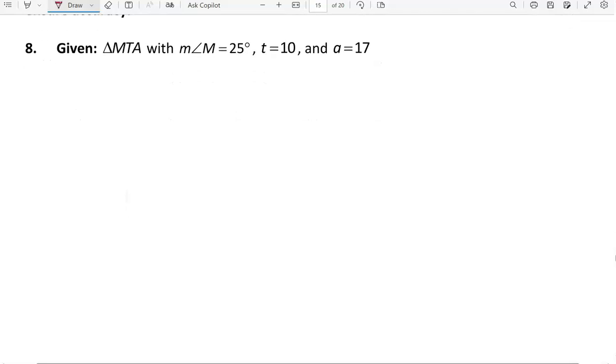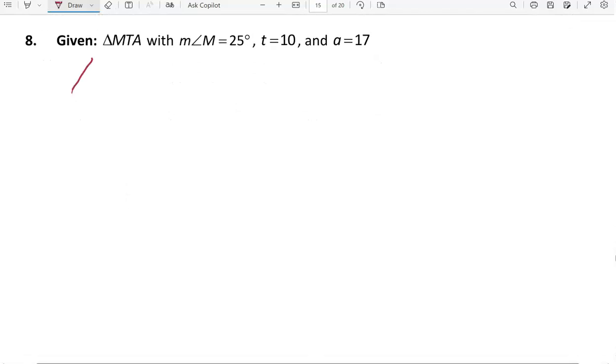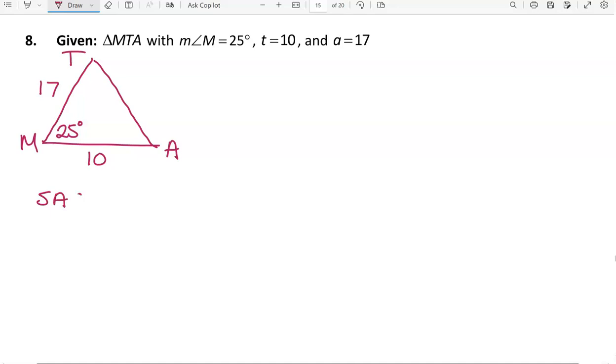So in 8, we have triangle MTA. I'm going to draw a picture of that and label the vertices, and then the given information. Angle M measures 25 degrees, the side opposite angle T measures 10, and the side opposite angle A measures 17. This isn't a side angle side or an SAS pattern of givens.